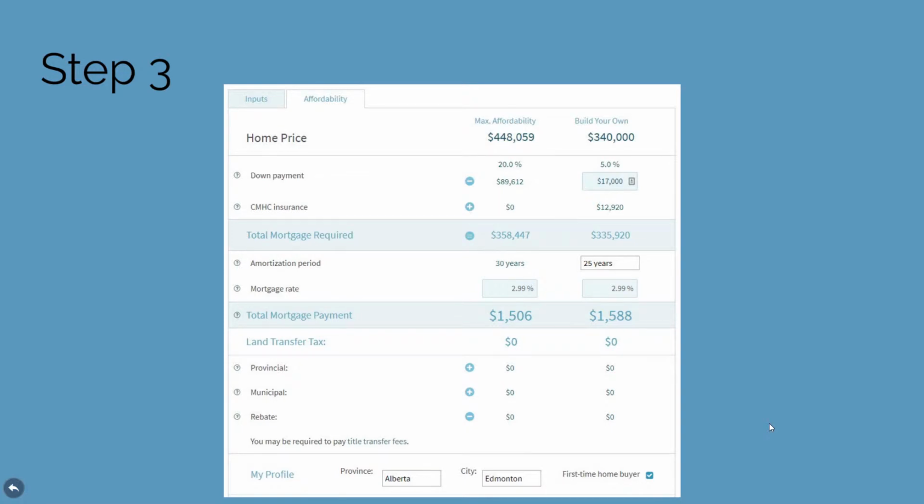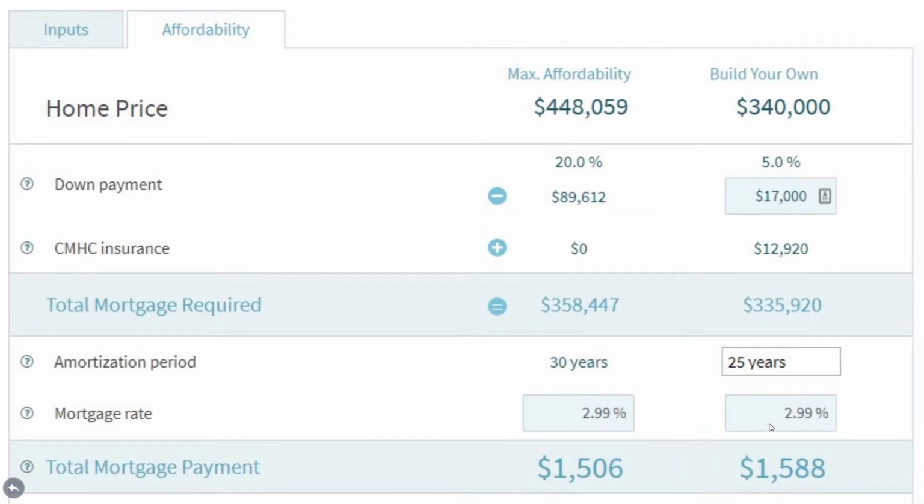So there's a couple things you gotta do here. They will automatically calculate this first row on the left, max affordability, but they're doing it based on a 20% down payment. So earlier I told you the minimum amount is 5% down, but for a conventional mortgage, the minimum amount is 20% down. And they'll show you, okay, based on your income and your debt service ratio, you could afford a property for $448,059 with a 20% down payment.